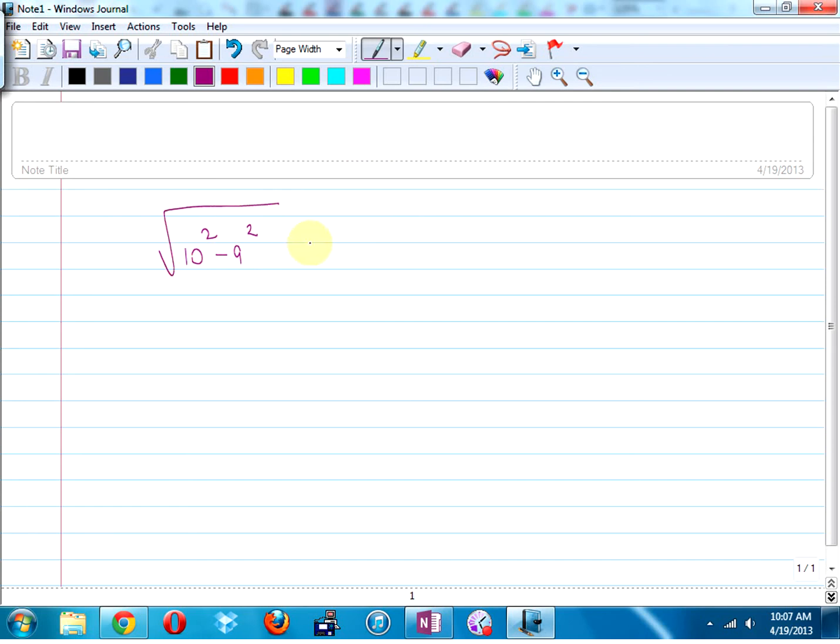Is that the same as, well, I can do the right hand in my head. What is 10 take away 9? Okay, so that works out to a 1. What's 10 squared? 100. What's 9 squared? 81. What's 100 take away 80? This works out to the square root of 19. Is the square root of 19 the same as 1? Can you just cancel the squareds and the square root when there's more than one term and you're subtracting or adding? No. You have to do what's inside the brackets first.